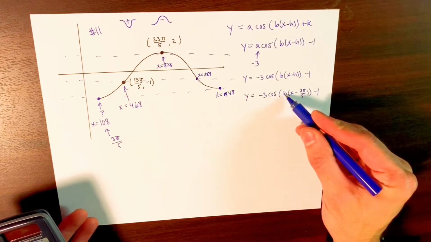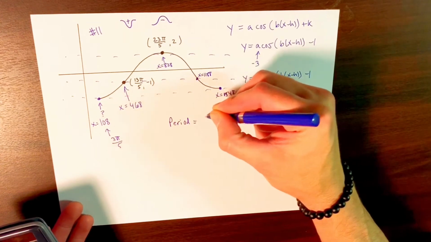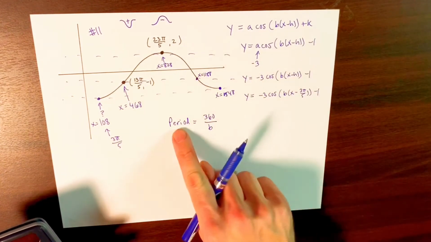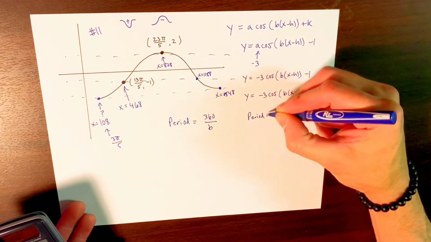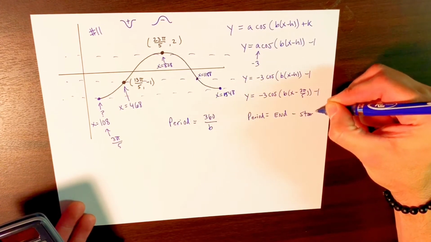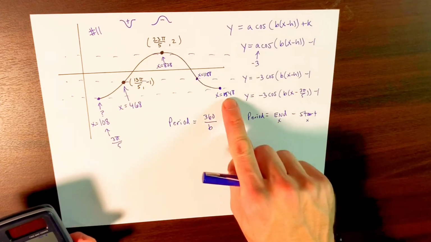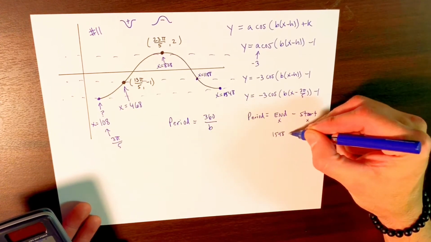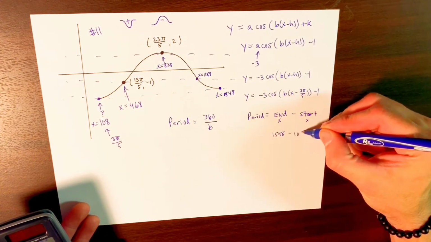All that's left for us to find is the value of b. Recall that period equals 360 over b. Where period is, you can call it the end point minus the start point. The end x minus the start x. So the end x is 1548. Take away the start x value, which is 108.